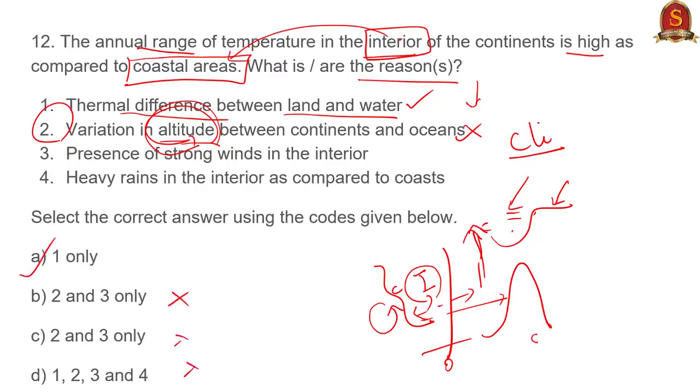Need not worry about whether the interior has strong winds, or whether we have heavy rains in the interior as compared to coastal areas. Even this can be deciphered logically, because coasts absolutely have more chances of receiving rainfall as you are closer to more sources of water. So even when you say that this statement is wrong, you'll be able to narrow it down. So just by saying that the second statement is wrong, you're narrowing into option A.